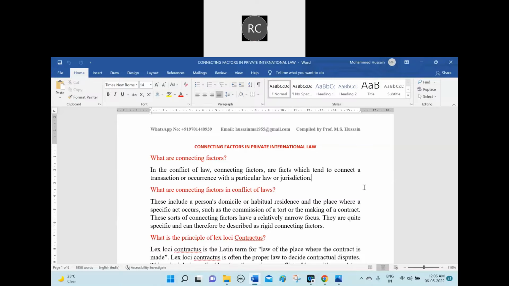See, lex loci actus we cannot use for the tort. Lex loci contractus we cannot use for the tort. Then what should be used in the tort?